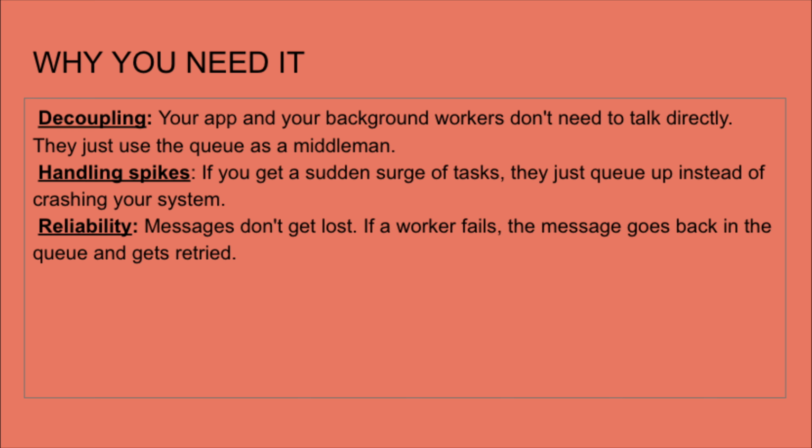So why do you need it? Why would you actually use this? Decoupling. Your app and your background workers don't need to talk directly. They just use a queue as a middleman. Handling spikes. If you get a sudden surge of tasks, they just queue up instead of crashing your system. And reliability. Messages don't get lost. If a worker fails, the message goes back in the queue and gets retried. It's basically a buffer between your app and your background processing, so super useful.